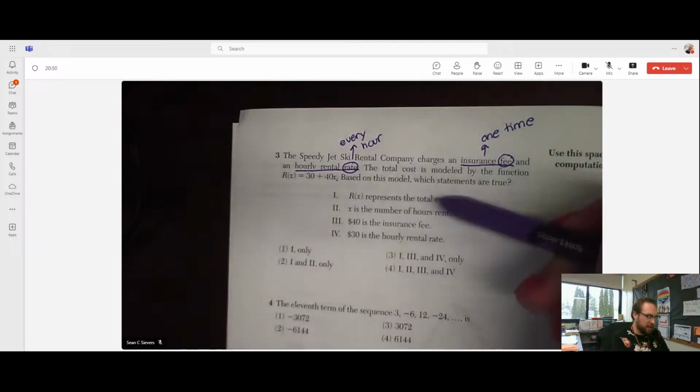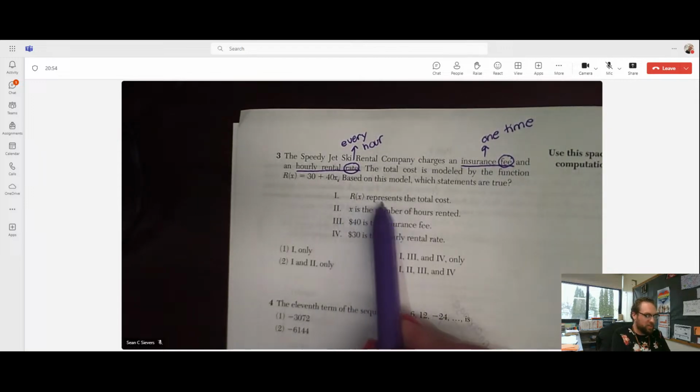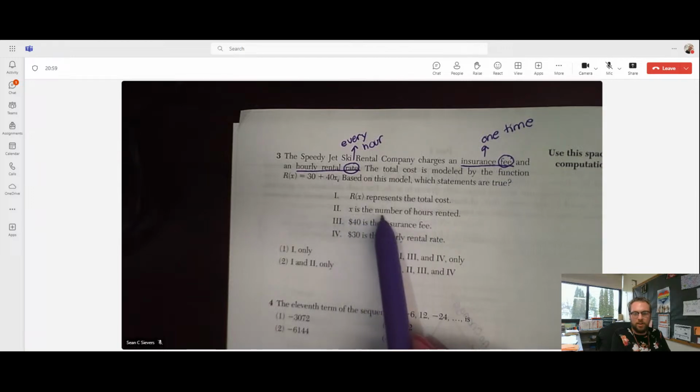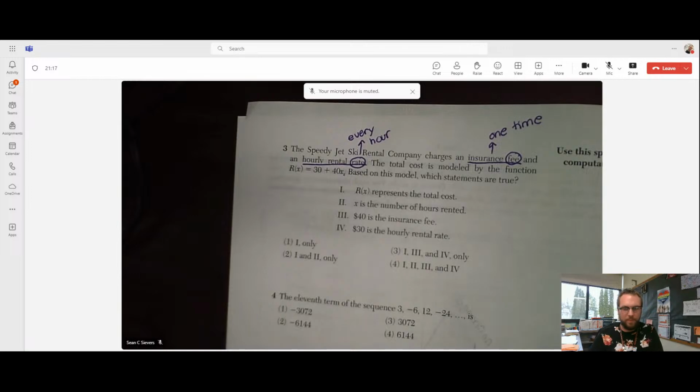Okay, so looking at these options here, the first one says r of x represents the total cost. Number 2 says x is the number of hours rented. 3 is $40 is the insurance fee, and then 4 says that $30 is the hourly rental rate. Okay, I want you guys to take a second, look through these answer choices, and then answer the poll with your best guess.